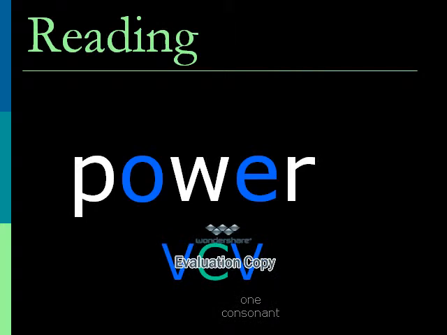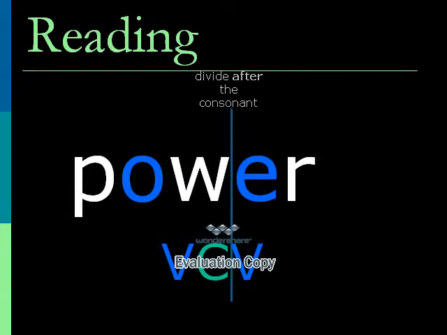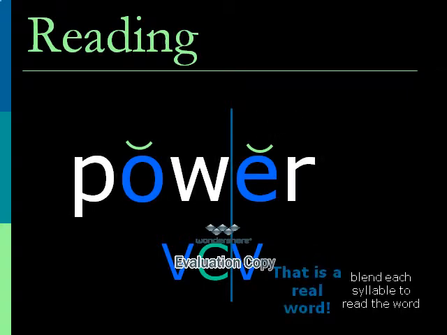Here we have the word power, and it has a closed syllable on both sides, and we want to divide after the consonant. So if we divide after the consonant, we will see that the pattern is VCV. And you see that with having the closed syllables, each vowel is short. And so when you blend each syllable to read the word, it is power.